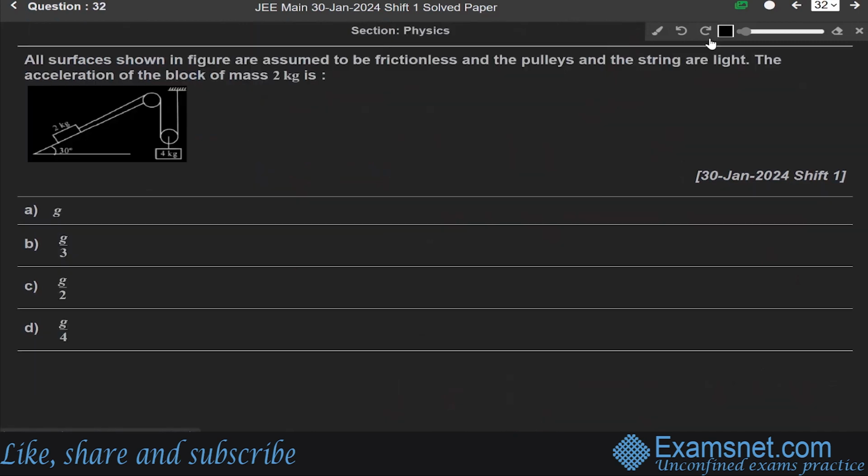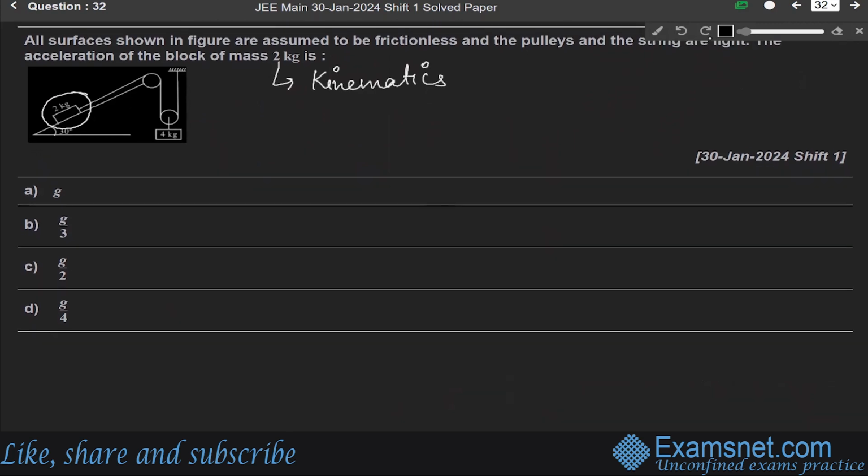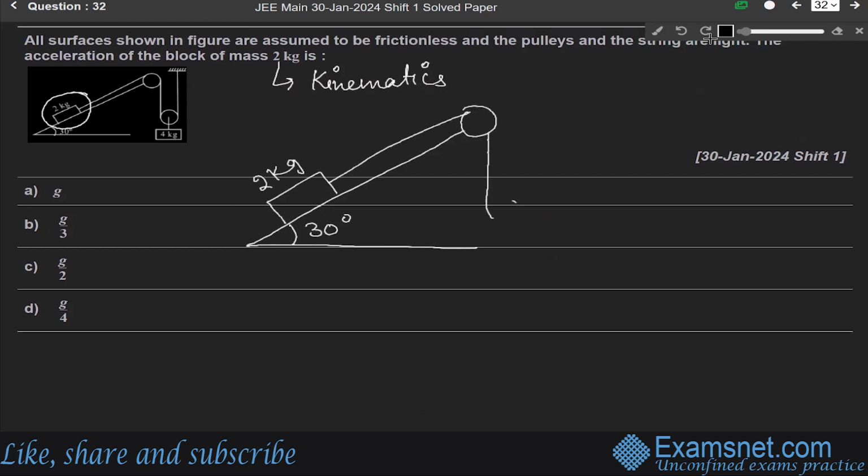Now next question, 32. All surfaces shown in the figure are assumed to be frictionless, and the pulleys and the string are light. The acceleration of the block of mass 2 kg is. We have to find the acceleration of this 2 kg mass. This question is from the chapter of kinematics. Now, let us draw this figure. This is an angle of 30 degrees. This is a mass of 2 kg. Okay, this is a pulley.